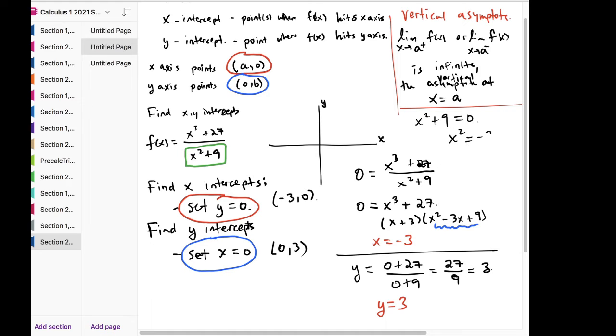But in this case, we see that there's no problem with this function, right? There's not even a hole or a vertical asymptote, right? Because x squared plus 9 is never equal to 0. So there's no vertical asymptote here. Do you see that?